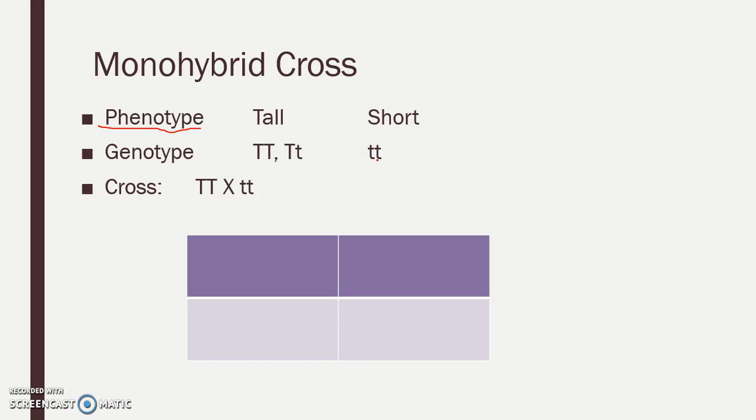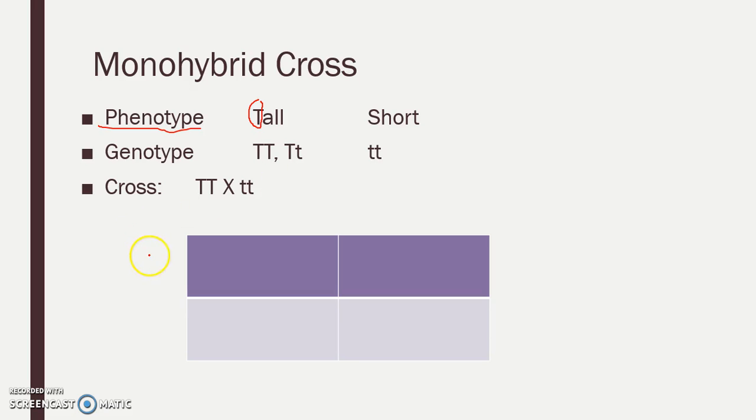And how you determine what the genotypes are is you always take the first letter of the dominant trait and you make that capital. And then if it's lowercase, that means it's the recessive trait. So a tall pea plant can be homozygous or heterozygous. So we're going to do this cross.